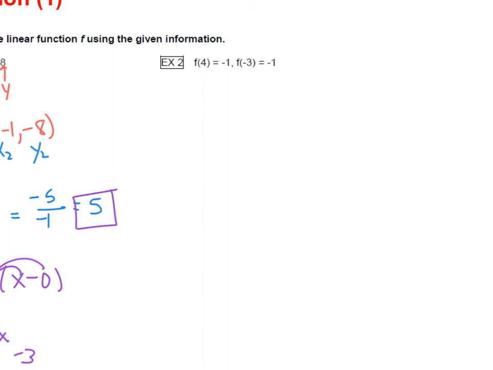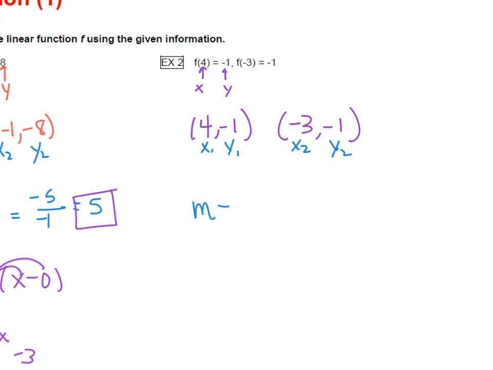Alright, so next example, we're doing the same thing. Remember, you have an ordered pair with the information. The input is the x, the output is the y. So 4, negative 1, and then the other ordered pair would be negative 3, negative 1. Let's find our slope first. x1, y1, x2, y2. So slope formula, negative 1 minus a negative 1 becomes plus 1 over negative 3 minus 4. Negative 1 plus 1 is 0, and negative 3 minus 4 is negative 7.